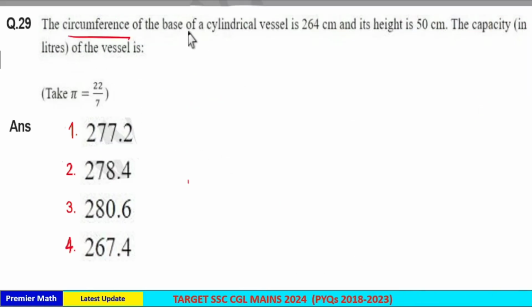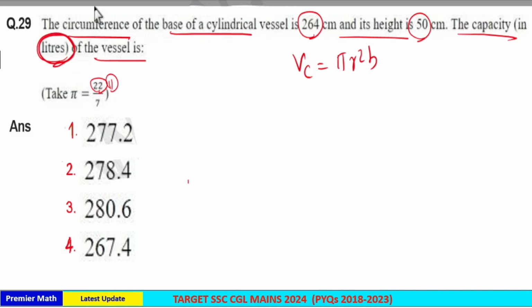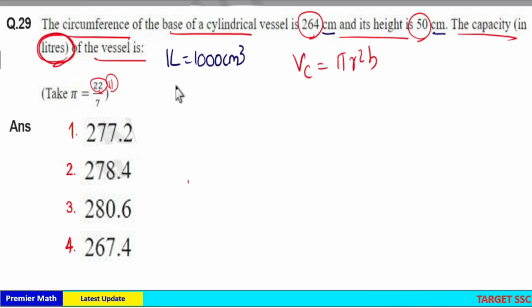The circumference of the base of a cylindrical vessel is 264 cm and its height is 50 cm. The capacity of the vessel in liters is? Here the volume of a cylinder is pi r square h. Pi contains 22, and 22 is a multiple of 11. So check for a multiple of 11 in the options. Here all the options contain decimal points, and all the options are in liters. Always remember 1 liter is 1000 cm cube. Here the given dimensions are in centimeters, so multiply all the options by 1000. Then you can remove the decimal point.